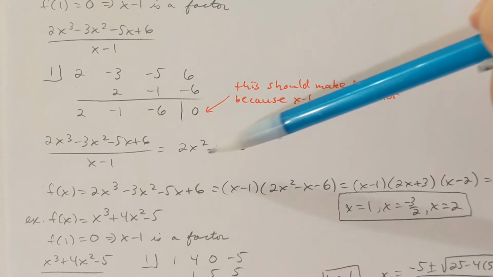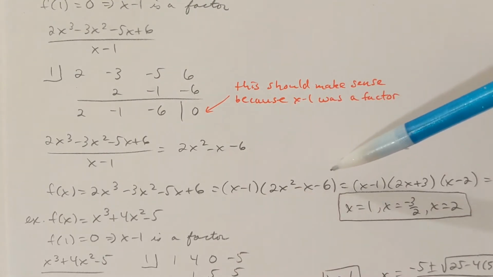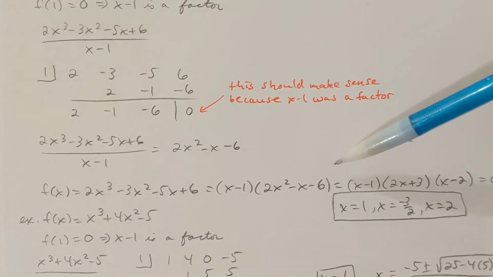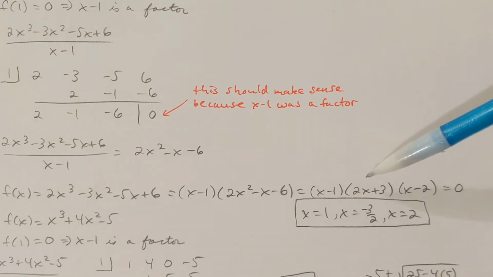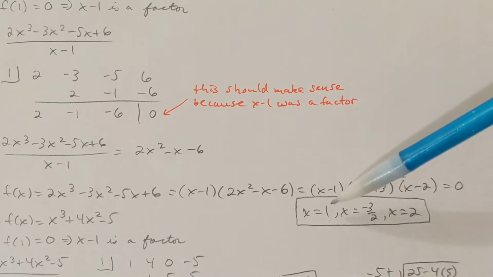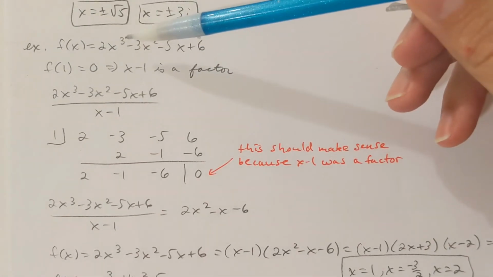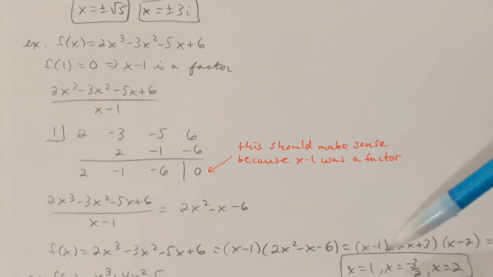The plan now is to factor this. I've started to factor it as x minus 1 times 2x squared minus x minus 6. 2x squared minus x minus 6 factors further as 2x plus 3 times x minus 2. And so x equals 1, x equals negative 3 halves, and x equals 2 are the three answers. By the way, note that I've got a degree 3 polynomial and I've got 3 answers.